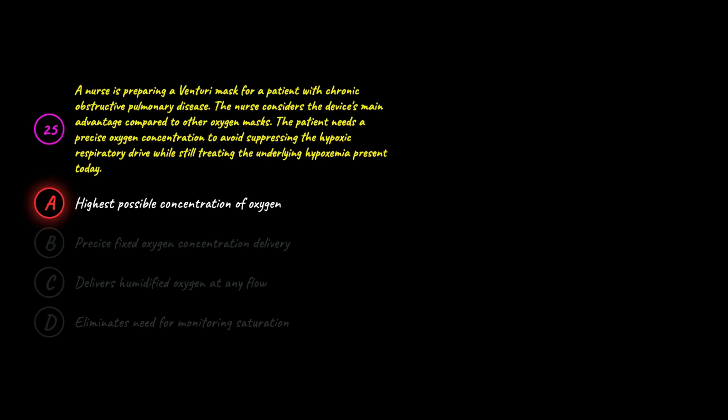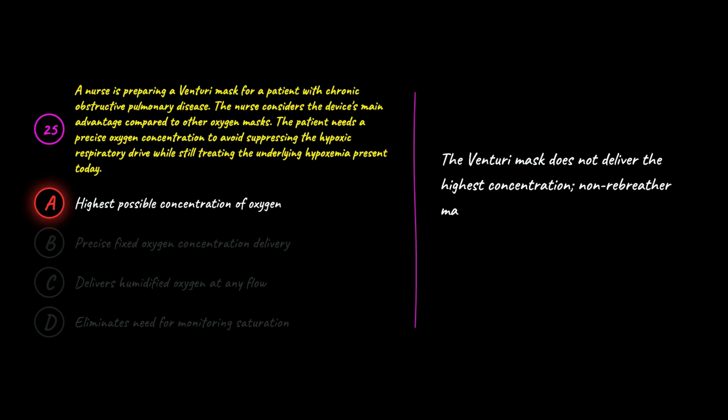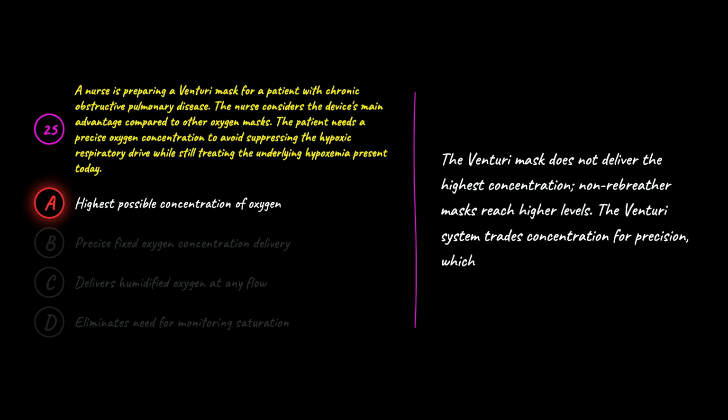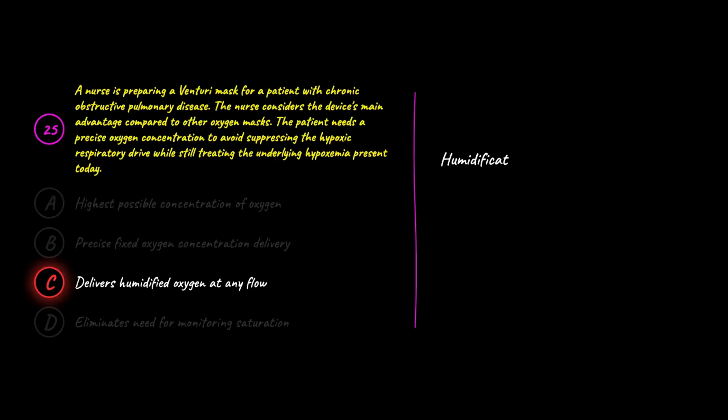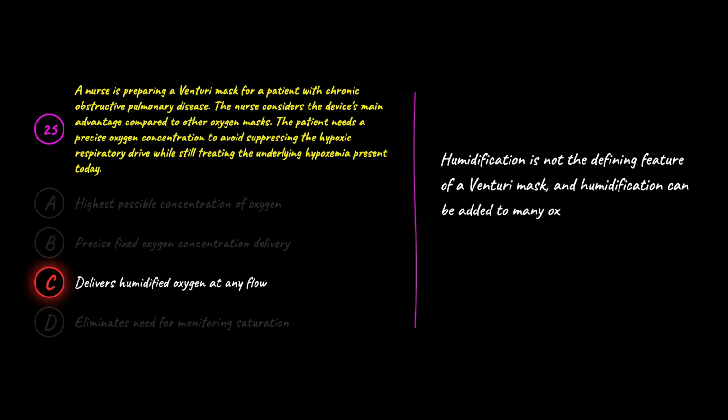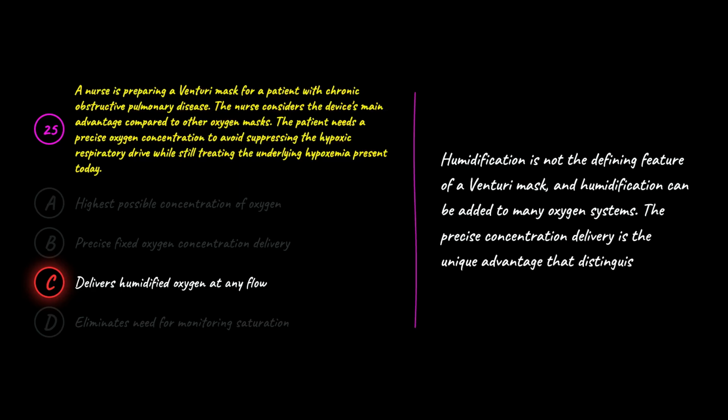A is wrong because the Venturi mask does not deliver the highest concentration. Non-Rebreather masks reach higher levels. The Venturi system trades concentration for precision, which is exactly what is needed for the chronic obstructive disease patient. C is wrong because humidification is not the defining feature of a Venturi mask, and humidification can be added to many oxygen systems. The precise concentration delivery is the unique advantage that distinguishes Venturi from other masks.